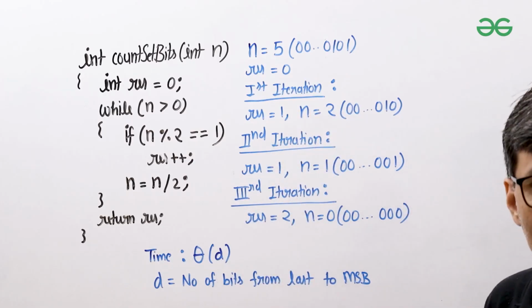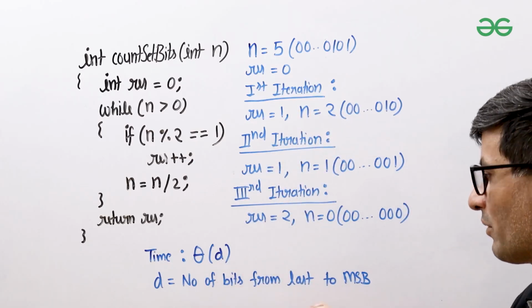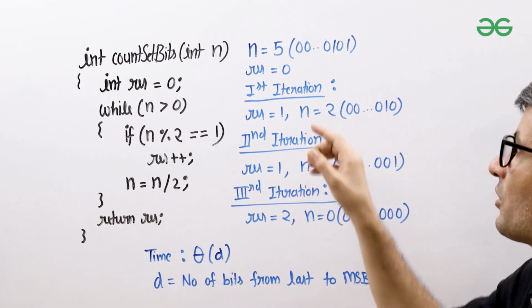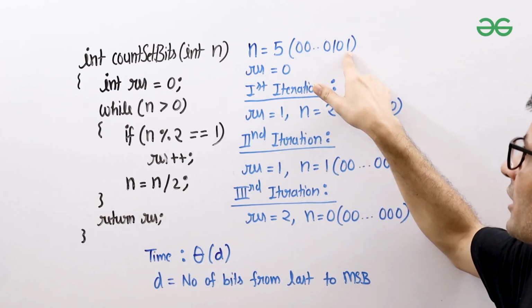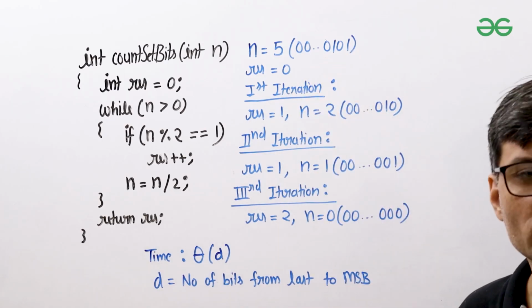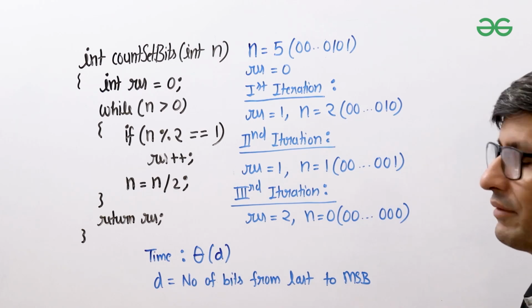Now what is the time complexity? It's theta of d, where d is the number of bits from the last bit to the MSB. So there are 3 bits from the last bit to the MSB. So the time complexity is order of 3, right, for 5.